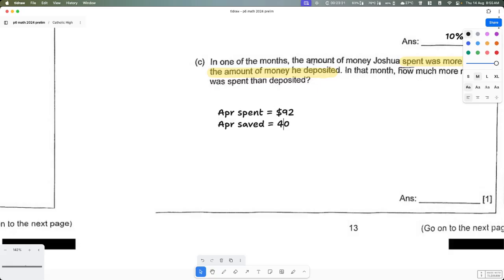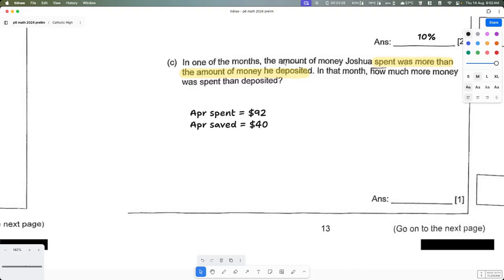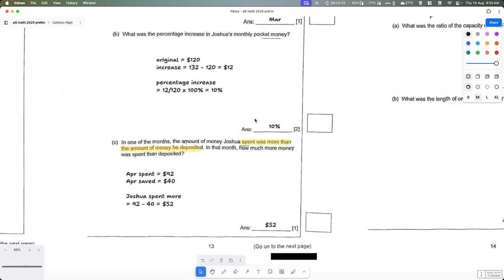So how much more did Joshua spend? It is equal to 92 minus 40. This gives us $52. That's it. $52.